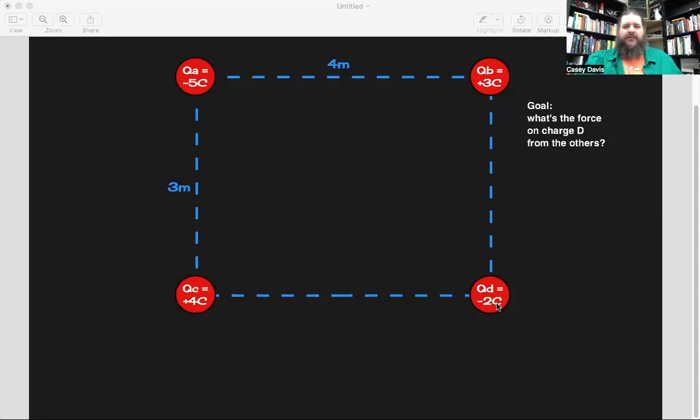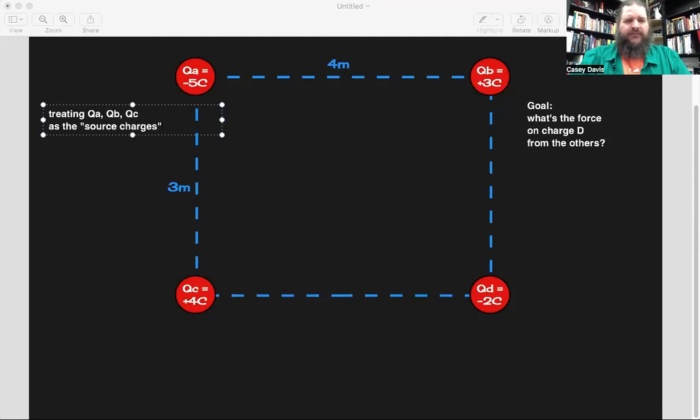And there's no physical difference between source charge and test charge. It's just charged objects. But usually we tend to think of some object that's experiencing a force from other stuff. We call that thing the test object or test charge. And then all the other stuff that's creating the effect on it, we call source charges. So in this context, we're treating QA, QB, and QC as the source charges, and QD as the test charge or test object.